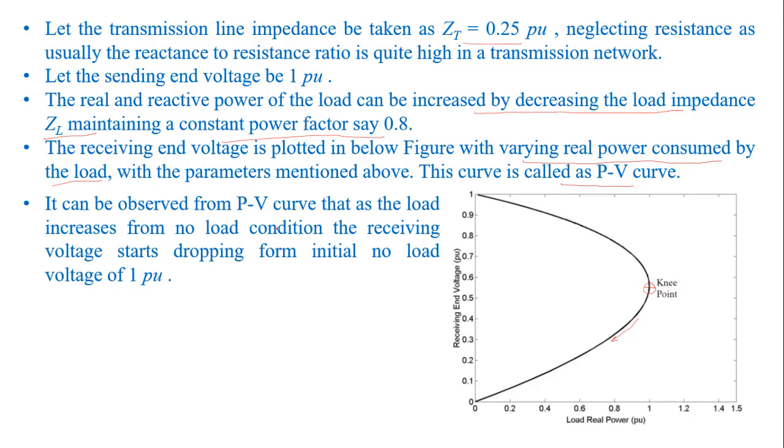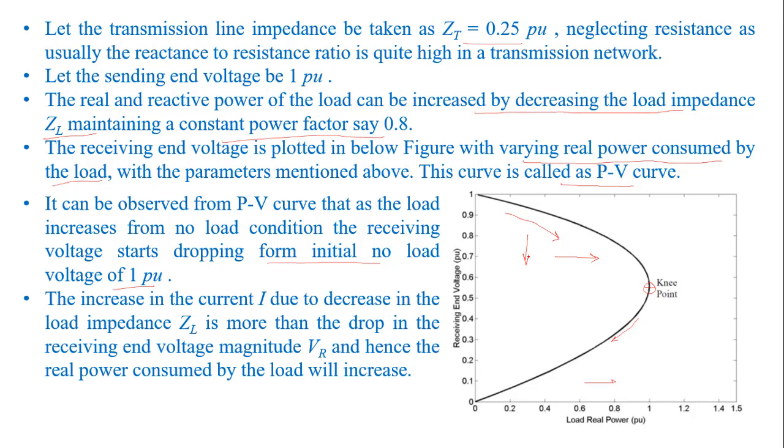It can be observed from the PV curve that as the load increases from the no load condition, the receiving end voltage starts dropping from the initial no load voltage of 1 per unit. You can see here it gradually drops. Though the receiving end voltage drops, simultaneously the load power PL is increasing. You can see here PL is increasing, but the receiving end voltage is decreasing.